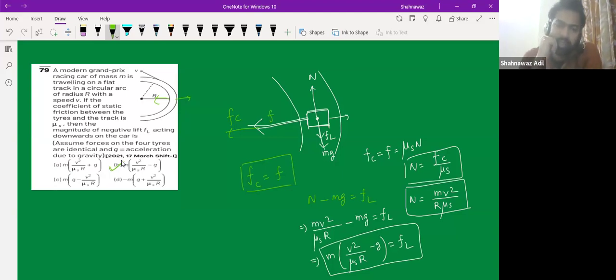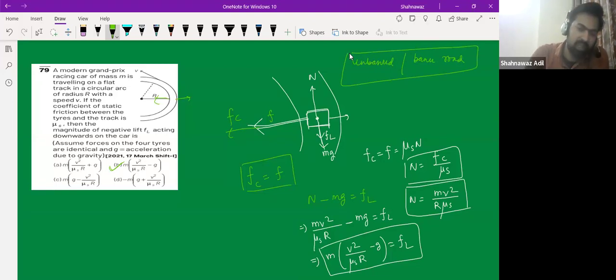Yes, sir. So if we know the unbanked and banked road diagram, then all the equations become easy, right? We just have to remember the diagram: what is providing the centripetal force, and what is slipping and sliding, and all those things, right?